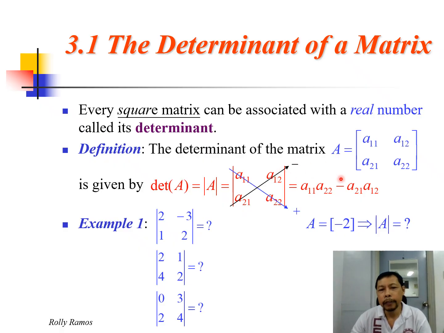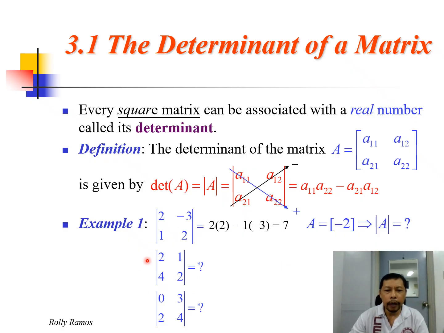So let's apply this formula to these matrices here. First, we have a 2 by 2 matrix whose elements are 2, negative 3, 1, 2. So what is its determinant? By multiplying these elements, 2 times 2 minus 1 times negative 3, and that is equal to 7. So the determinant of this matrix is equal to 7.